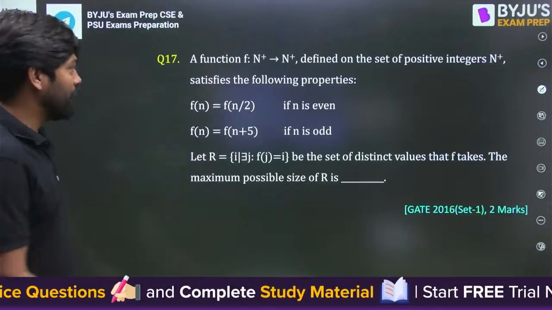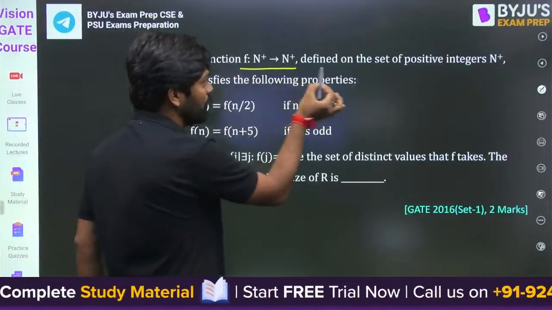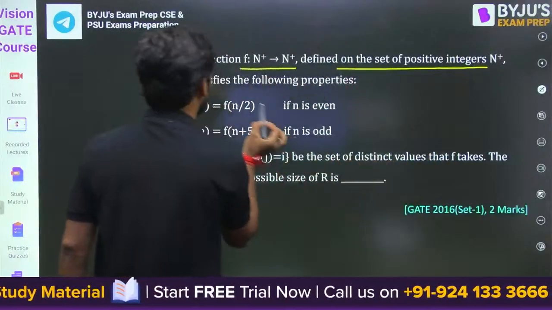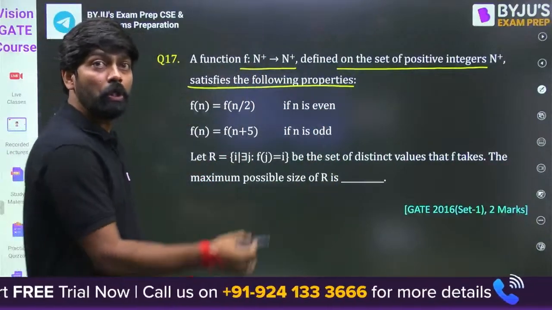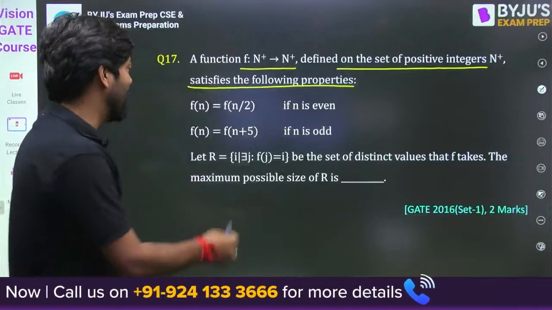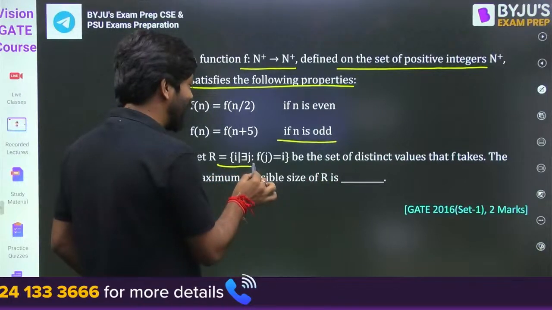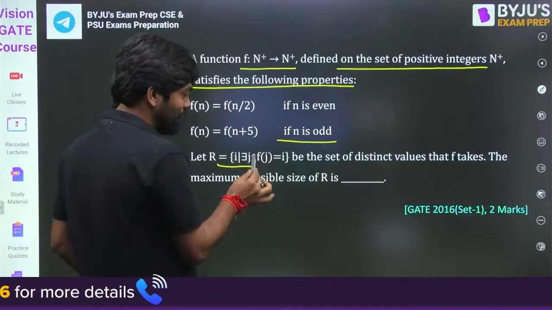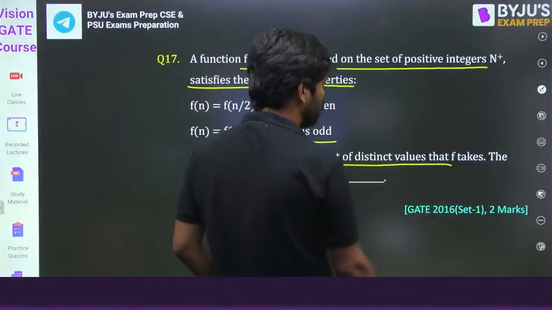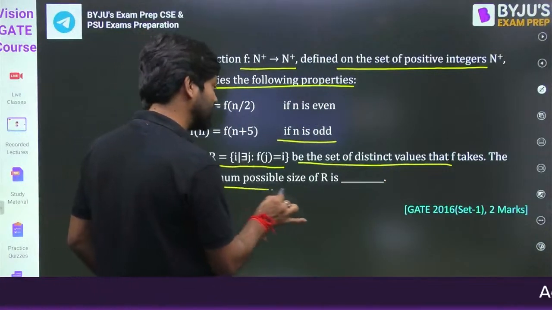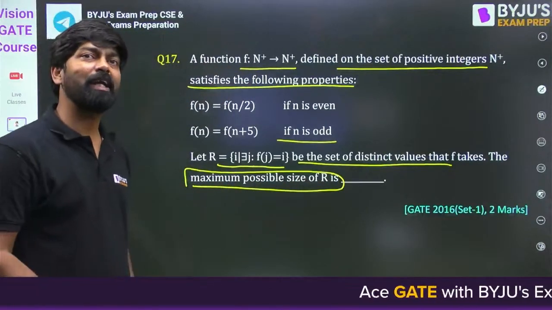Fine. So they are telling a function f which is mapping positive natural numbers to natural numbers, defined on the set of positive integers. It satisfies the following property. They are telling f(n) equal to f(n/2) if n is even, and f(n) equal to f(n+5) if n is odd. Let R equal to the set of I such that there exists J with f(J) equal to I, the set of distinct values that f takes. They are asking what is the maximum possible size of R?